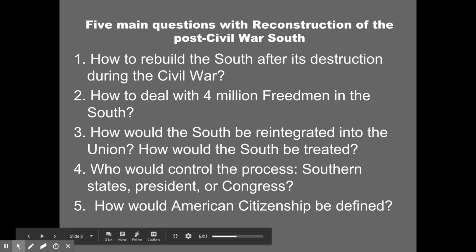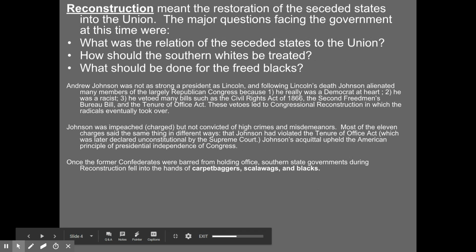Abraham Lincoln has an idea how to do it. Andrew Johnson will have an idea of how to do it, and the radical Republicans will have their own opinion as well. So everybody has a different opinion on how to bring the South back into the Union, and should they even be punished, and who would control it? Would the Southern states control their own way back into the Union? Would it be from the president's point of view or from Congress? And then finally, how would American citizenship be defined? And that's going to be encompassed with the 14th Amendment.